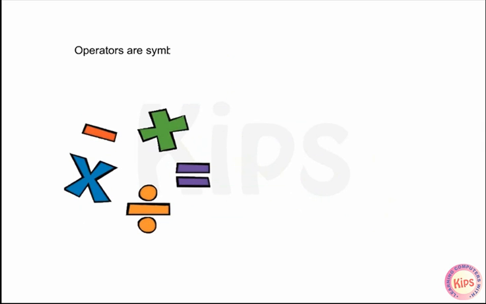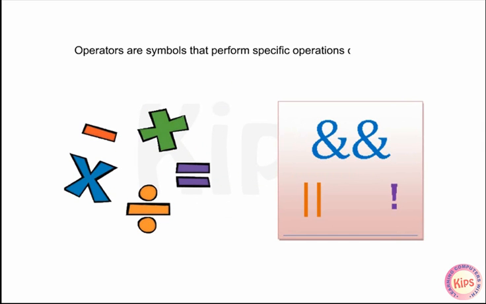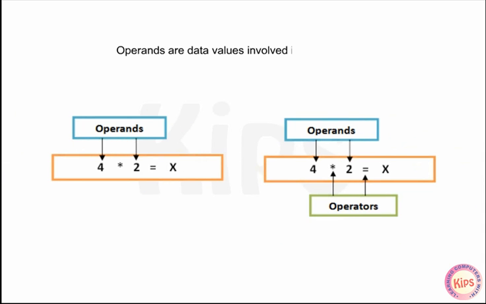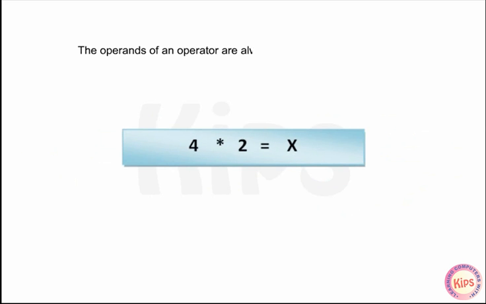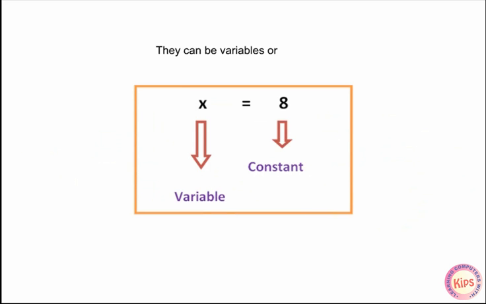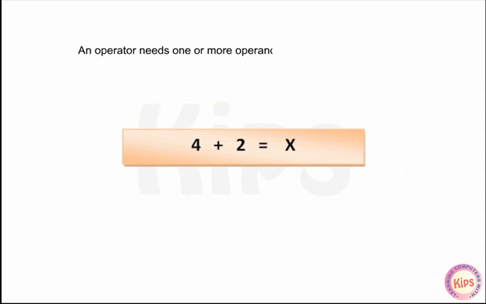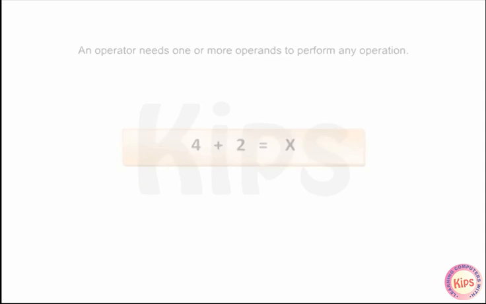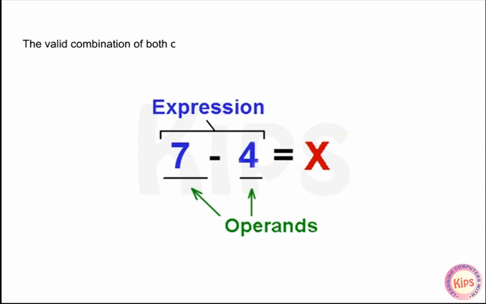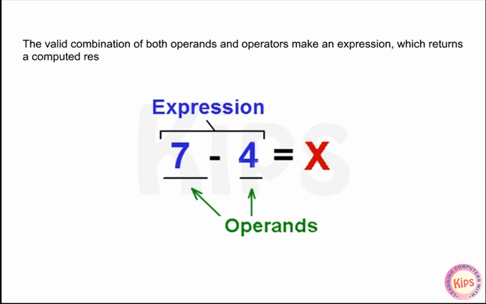Operators are symbols that perform specific operations on operands. Operands are data values involved in the operation. The operands of an operator are always evaluated from left to right. They can be variables or constants. An operator needs one or more operands to perform any operation. The valid combination of both operands and operators make an expression which returns a computed result.